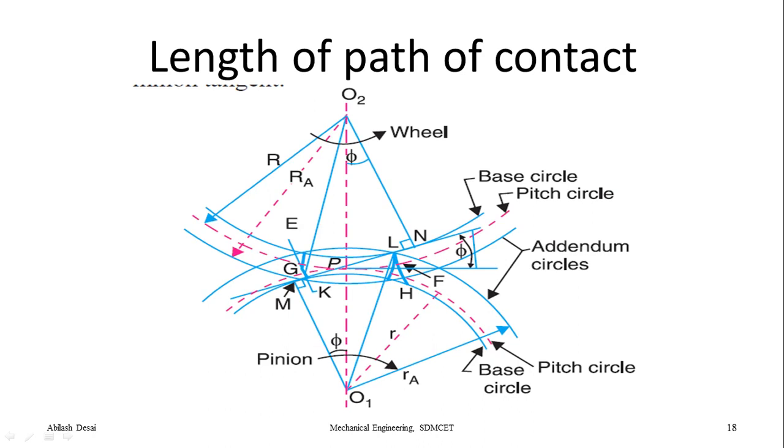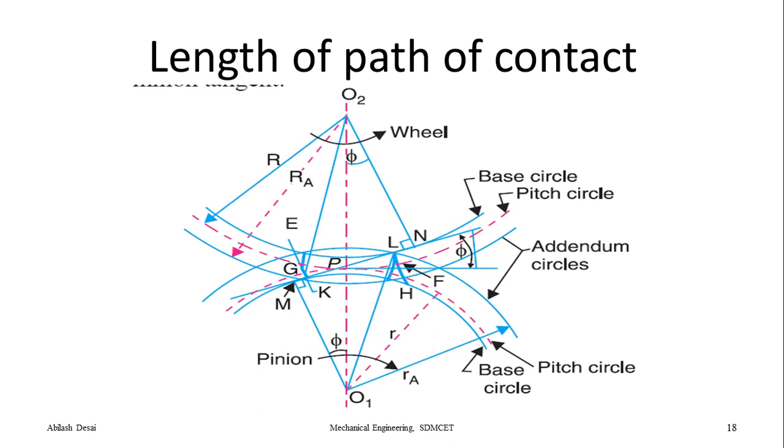Let us see the path here. When the meshing takes place, there is some distance that has to be in contact. The path of contact is the length over which the meshing of one tooth takes place, the total length for which the mesh is in contact. That is what you need to measure here.